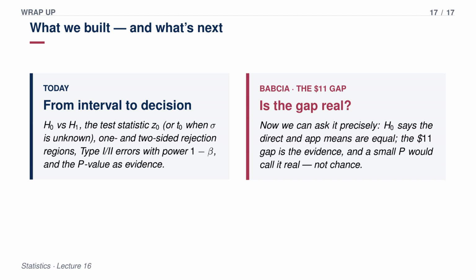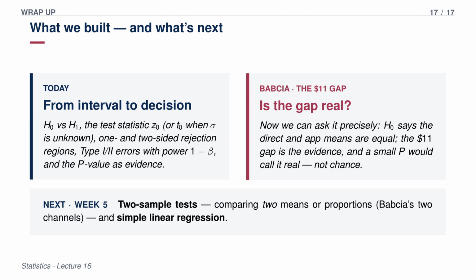And remember Babsha's $11 gap, direct orders versus the app? Now we can ask it precisely. H-naught says the 2 means are equal. The $11 gap is the evidence, and a small p would call it real, not chance. Which is exactly where week 5 picks up. 2 sample tests, comparing 2 means or 2 proportions, like Babsha's 2 channels, and then simple linear regression. But that's next time. Nicely done.